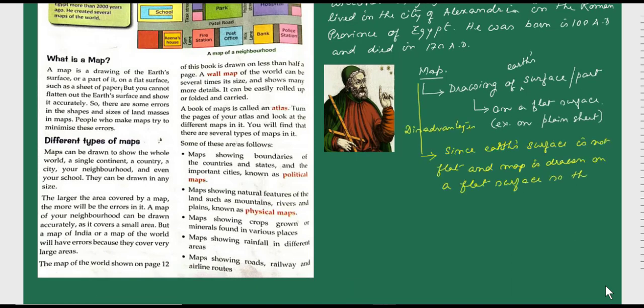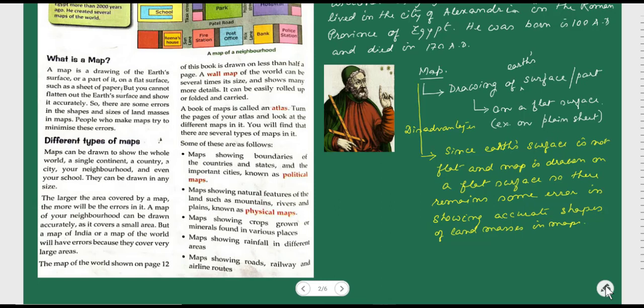Now, maps are drawings of the Earth's surface or a part of the surface on a flat surface, for example on a flat sheet. Now, there are certain disadvantages of maps also. Since the Earth's surface is not flat and a map is drawn on a flat surface, there remains some error in showing accurate shapes of land masses in maps.